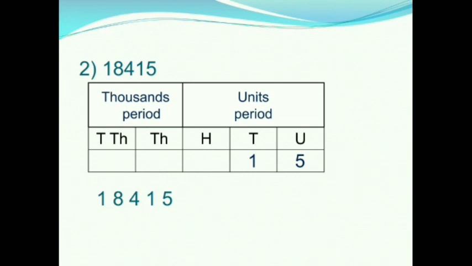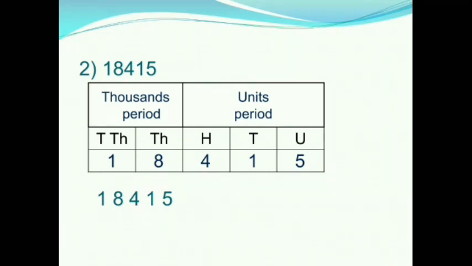Third place is hundreds. So we should write 4 in hundreds place. Now the fourth number is 8. Which is the fourth place in place value table? Yes, the fourth place is thousands place. So we should write 8 in thousands place. Next the fifth number is 1. Which is the fifth place in place value table? From right to left. Yes, the fifth place is 10,000. So we should write 1 in 10,000 place.